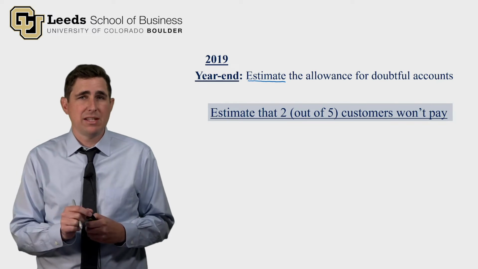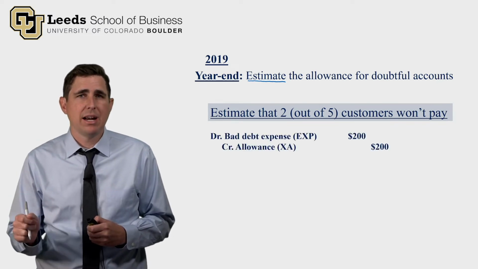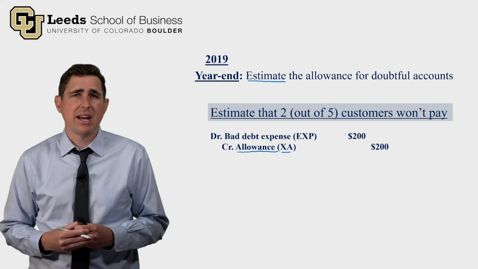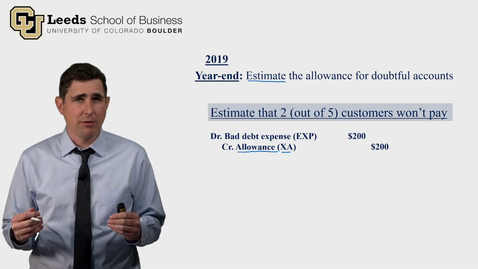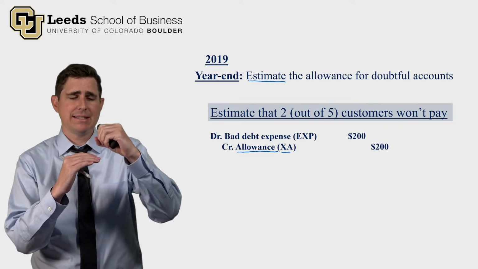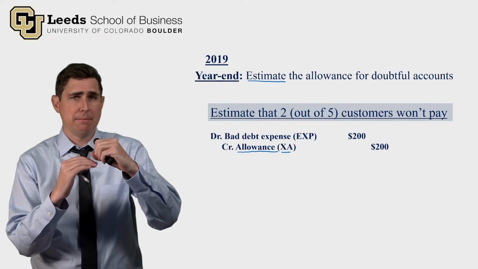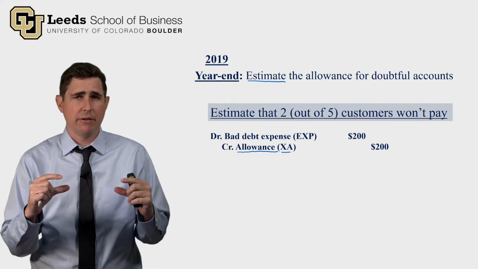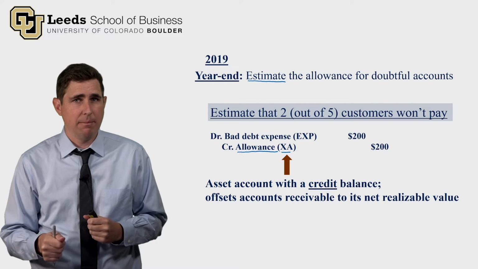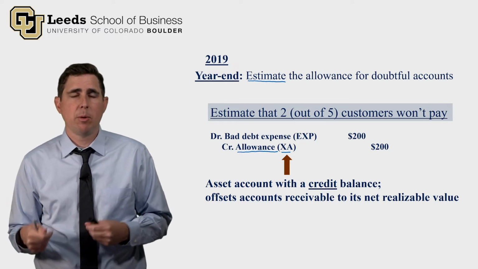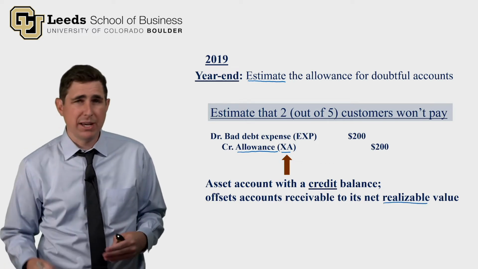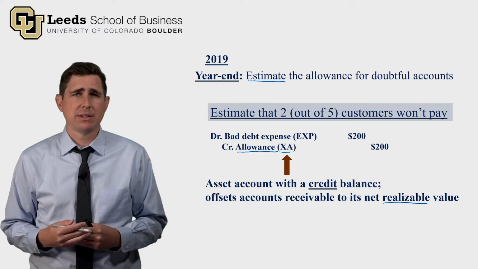We don't just reduce the accounts receivable itself, we create an allowance account, which is this. The allowance account is a contra asset account. It's an asset account and it sticks on to the bottom of the accounts receivable account. It's a credit balance, so it takes that debit balance of 500 and it reduces it by 200 when you stick it on, so that the net of the 2 is $300. So that contra account is an asset account with a credit balance, and it offsets the accounts receivable balance to its net realizable value. Realizable means we expect to receive it, and that's what that allowance account does.